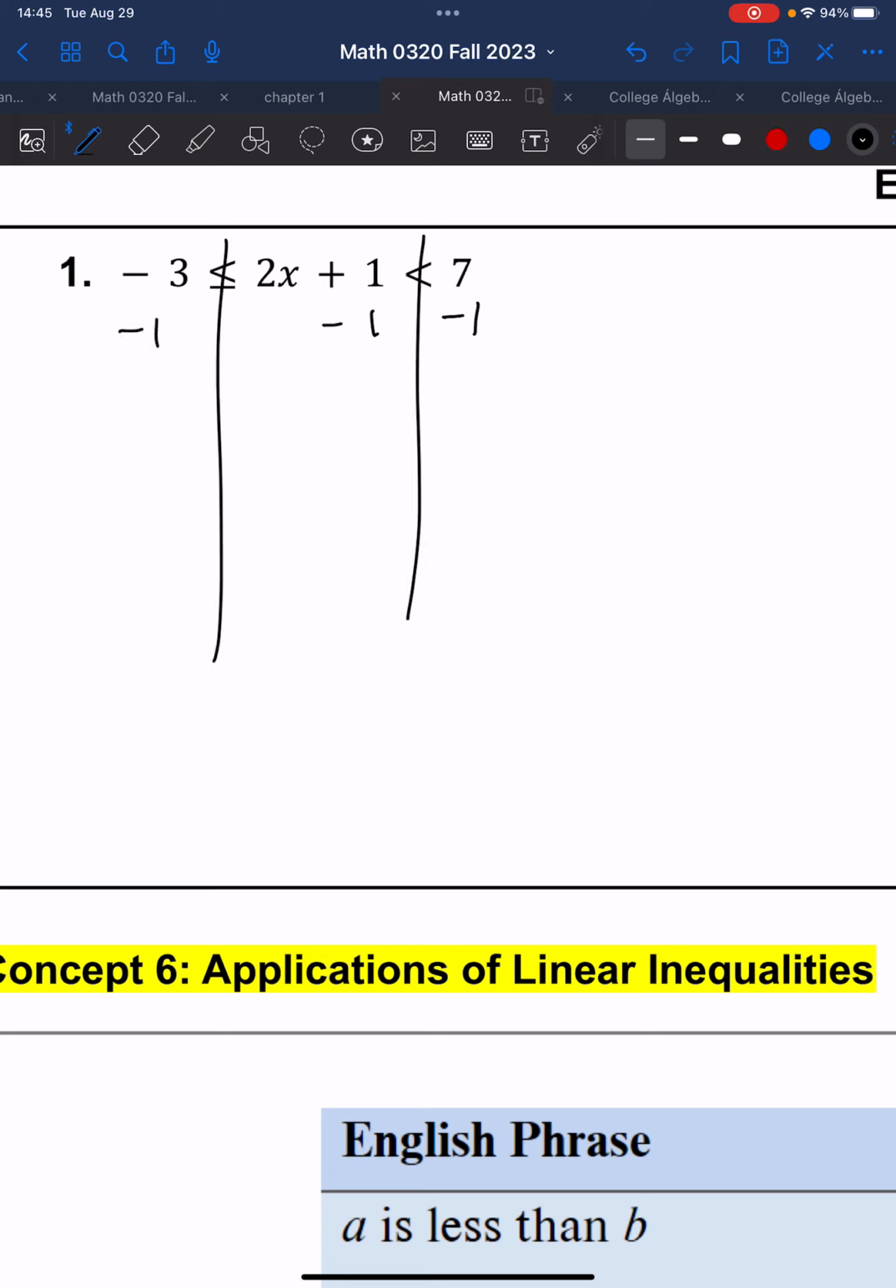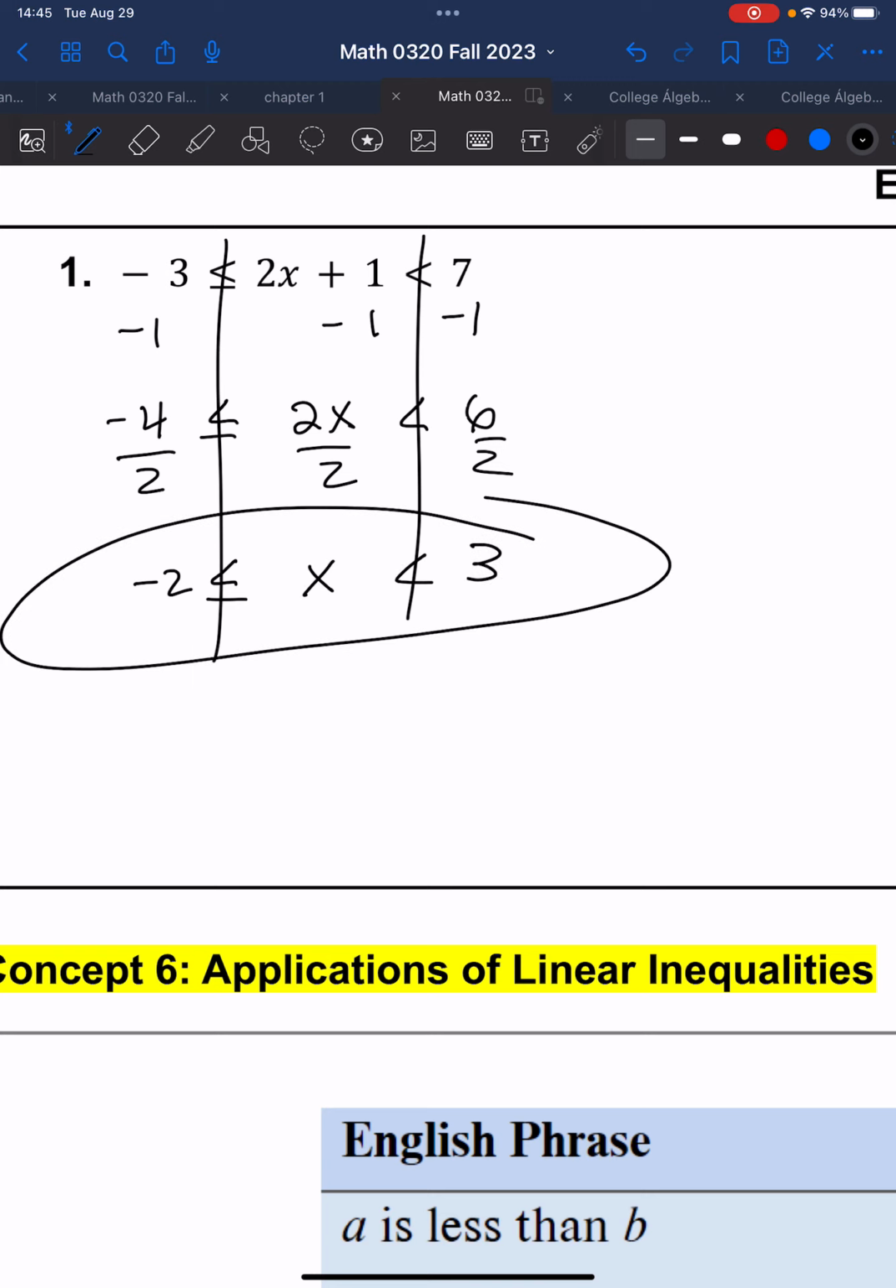Okay. Doing that, we get negative 4 is less than or equal to 2x less than 6. Then divide everything by 2. And we get negative 2 is less than or equal to x less than 3. So this is our answer here. Notice since I did not divide or multiply by a negative number, my symbols stayed the same.